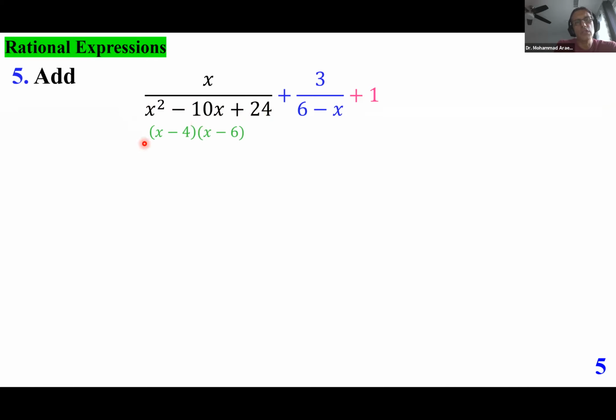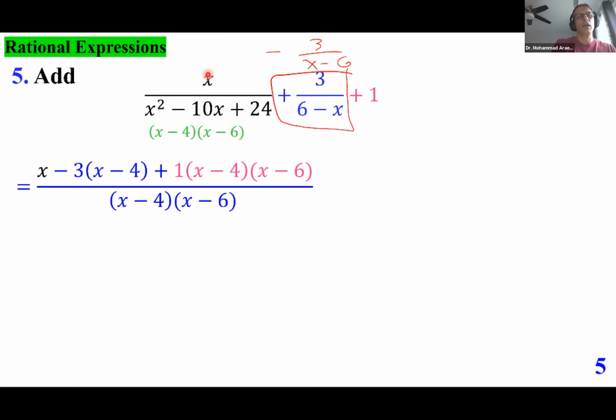Now, notice we can use this as a common denominator or LCD, because it's x minus 4 times x minus 6. Remember, 6 minus x and x minus 6 are opposites. So this piece is the same as minus 3 over x minus 6. So the first numerator doesn't change. This one is minus 3 times x minus 4, and plus 1 has no denominator. You have to multiply by both factors.